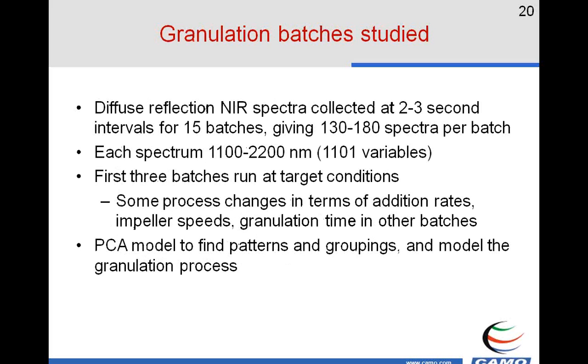So what we did here is that we acquired NIR spectra every 2 or 3 seconds on 15 batches. So we had a lot of spectra, about 130 to 180 spectra per batch, and each spectrum had 1,101 variables. So the first 3 batches are run at target conditions. And then on the other ones there will be some changes. So to see the pattern, we will do a PCA model.